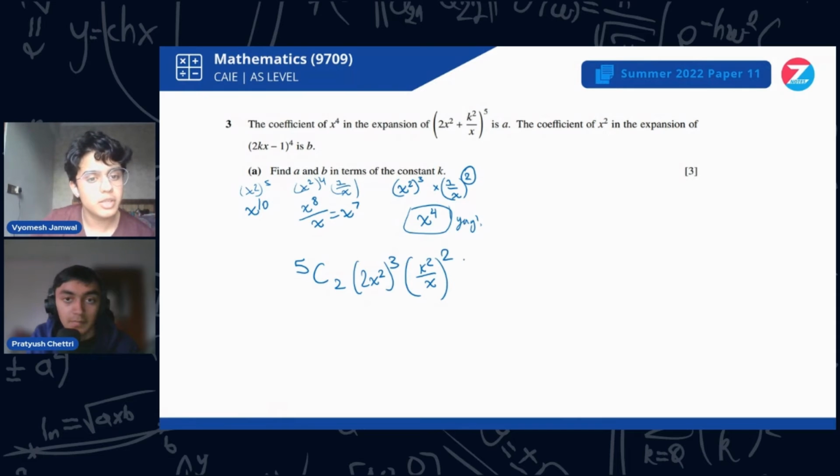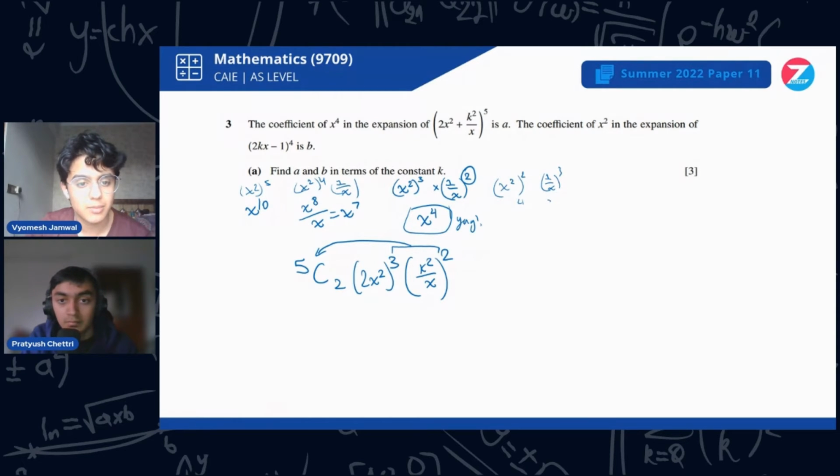Also, an interesting thing I wanted to point out: look at the exponents of both of these, 3 and 2. They always add up to 5, the exponent of the original expansion. So if one increases, the other decreases. And when we actually expand this, what is 5c2? That's 10. 10 times 8 times k squared.